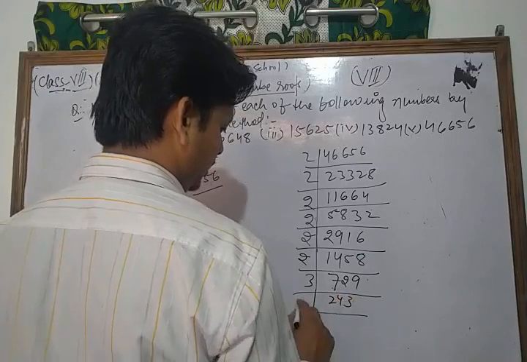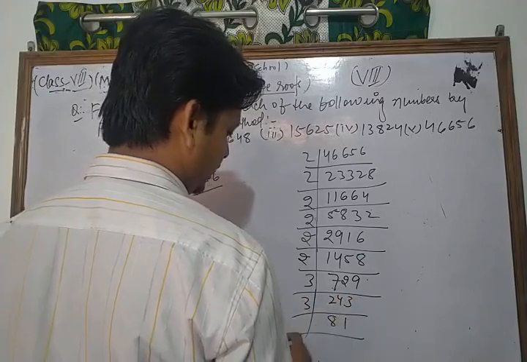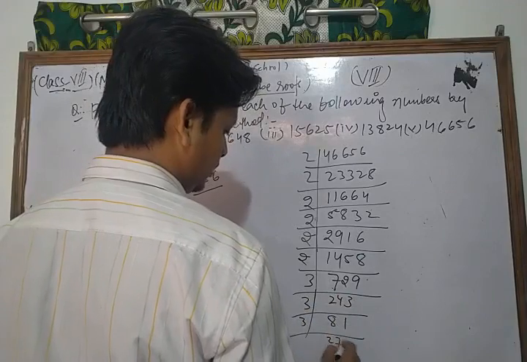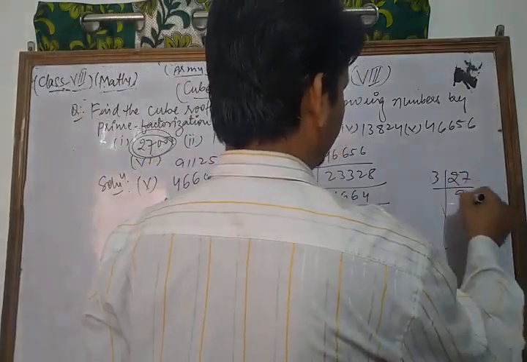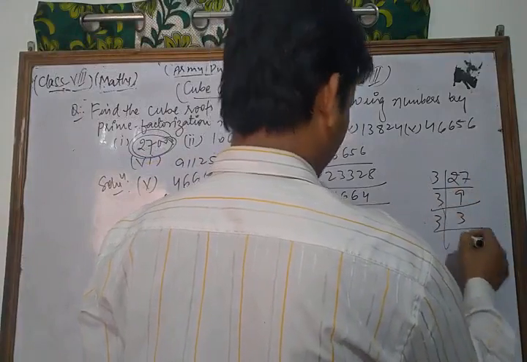Now by 3, now again by 3, 27. Now again by 3, 9, 3, 3, 1.